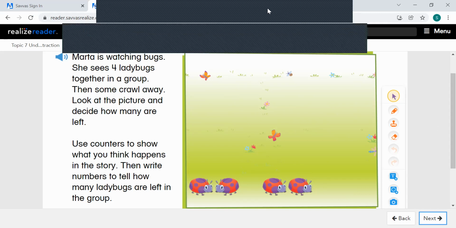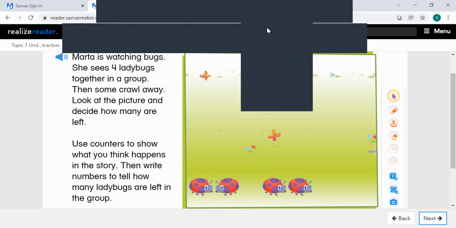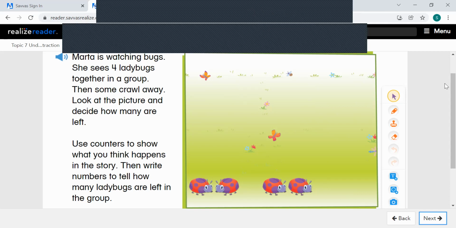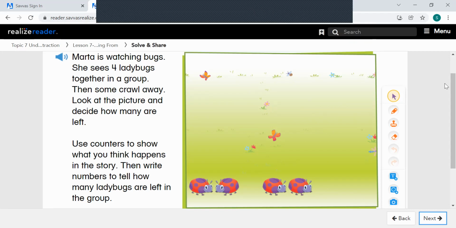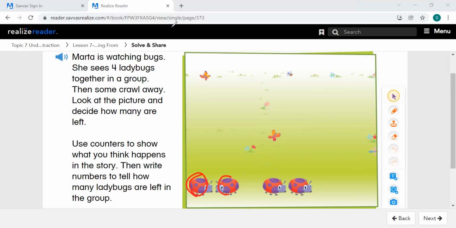So Marta is looking at bugs, and there are 4 ladybugs. So we can use counters for each ladybug, and we can show how many crawl away. So you can determine on your own how many crawl away from your picture. For me, I'm going to put my counters first to represent my ladybugs. Here's 1, 2, 3, 4. I'm just drawing my counters there.